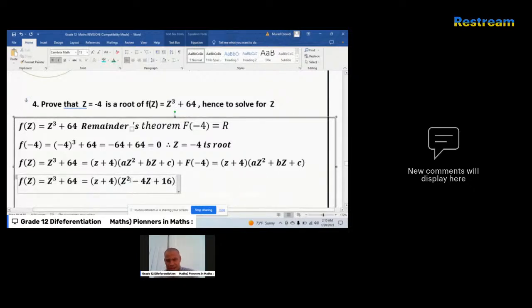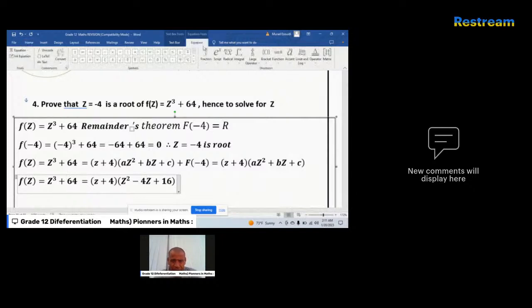Here, did you remember this 64? I can write it as 4 to the power 3. I'll just write it here as z plus 4 to the power 3. So this is a formula: a cubed plus b cubed equals a plus b times a square minus ab plus b squared. Therefore, try to solve this equation.